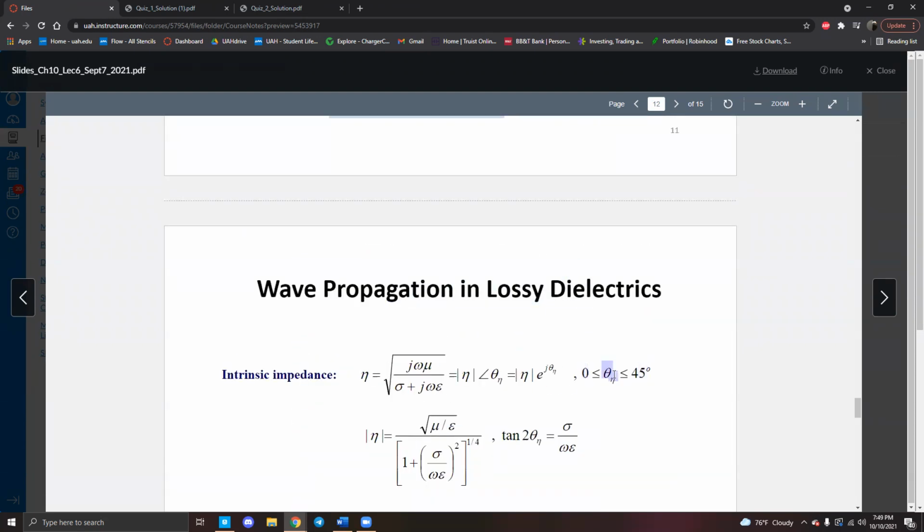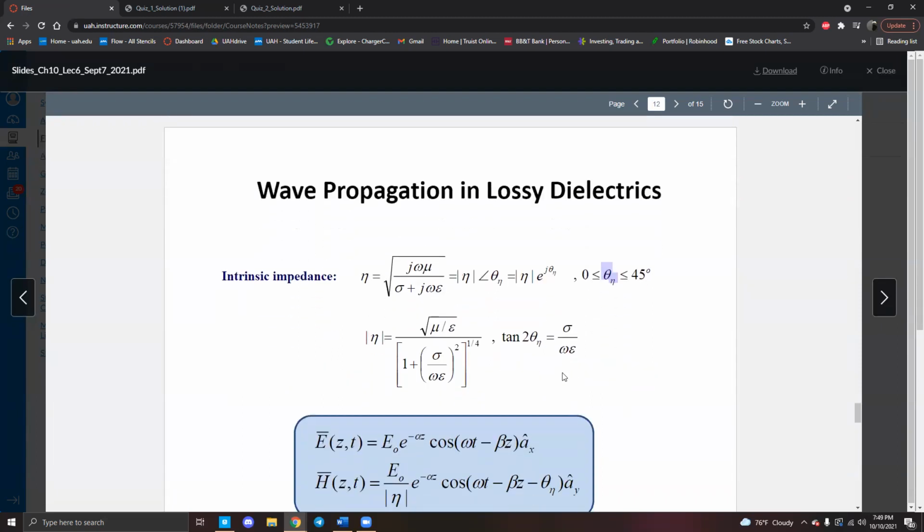Yeah, see, in lossy, this has to be less than or equal to 45. Although if it's equal to 45, you might be able to assume it's a good conductor. And I say might, which is definitely can assume it's a good conductor. Here, this right here is our loss tangent relationship.